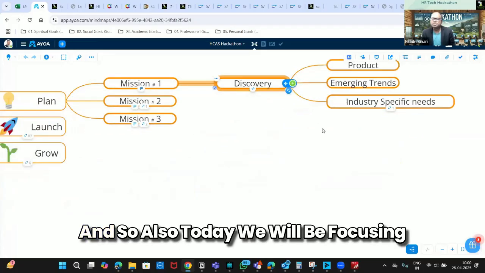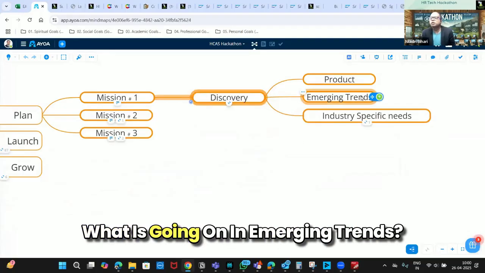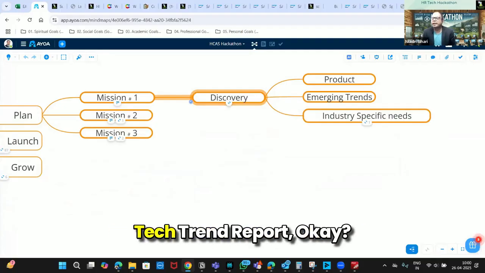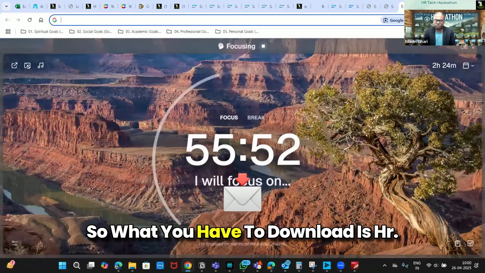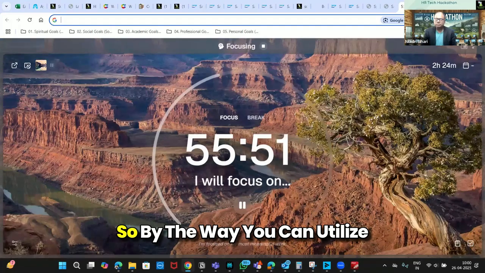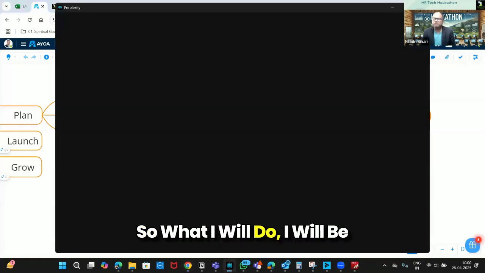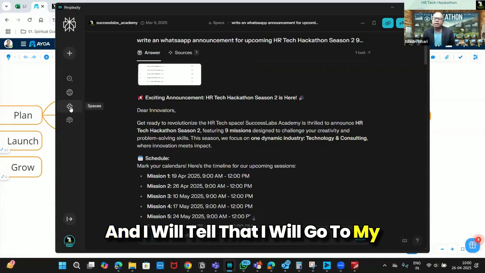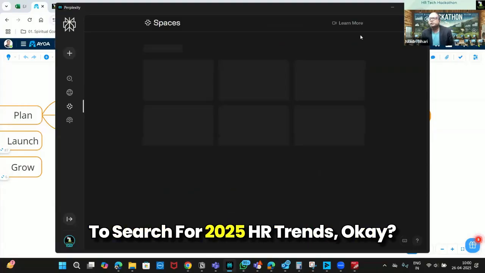Also today we will be focusing on emerging trends. What is going on in emerging trends? Every year, leading organizations publish an HR tech trend report, and this is also a discovery phase activity. By the way, you can utilize ChatGPT or any other AI tool. I will do a similar activity: I will go to my AI tool and tell it that I have to search for 2025 HR trends.